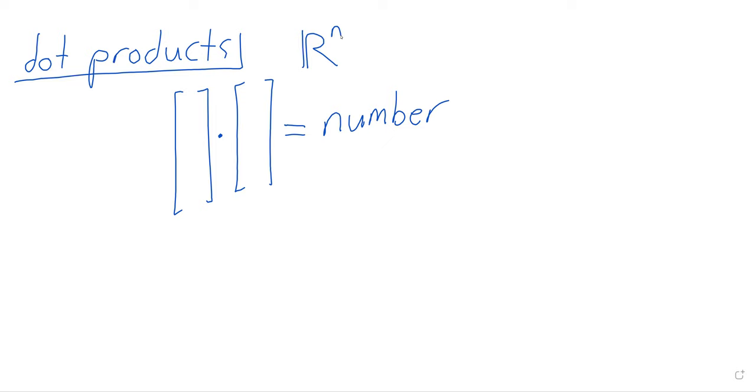I mean, the product of two integers is an integer. The product of two real numbers is a real number. The product of two complex numbers is a complex number. Of two matrices is a matrix. We use the word product here, but this is a pretty fundamental difference from the multiplication we're used to. The way a dot product works, the vectors have to be of the same dimension, first of all.